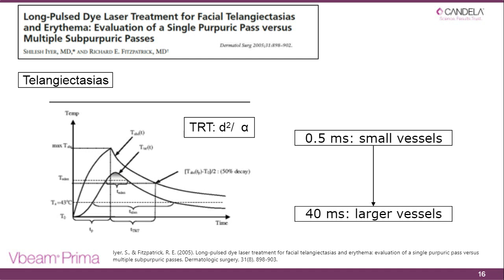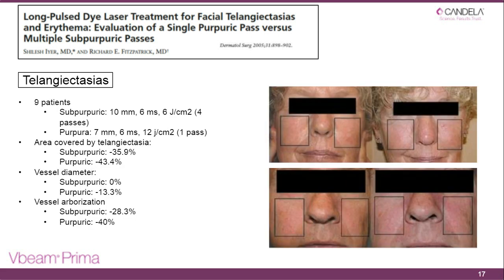When you've established which pulse duration you're going to use to treat the telangiectasia, you have to decide whether to use a fluence which is going to be purpuric or subpurpuric. Regarding the literature, in the same article that I told you about before, they make the same comparison between 4 subpurpuric passes on one side and 1 purpuric pass on the other side. They see that both the area covered by telangiectasia and the vessel vaporization improve more with purpuric settings. So when you treat erythema, subpurpuric is better, but when you treat just telangiectasia, it seems that purpura may be more useful when trying to make all these telangiectasia disappear.